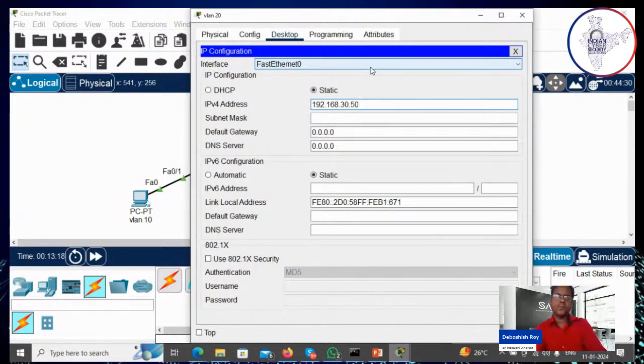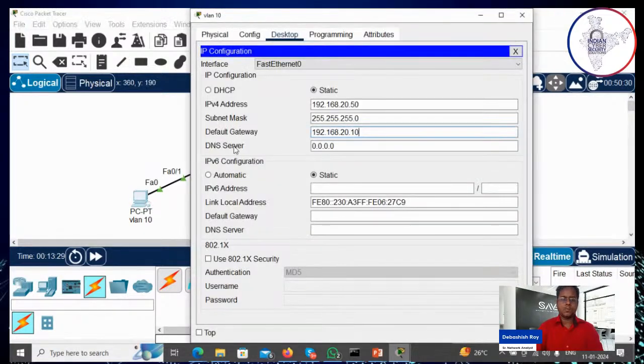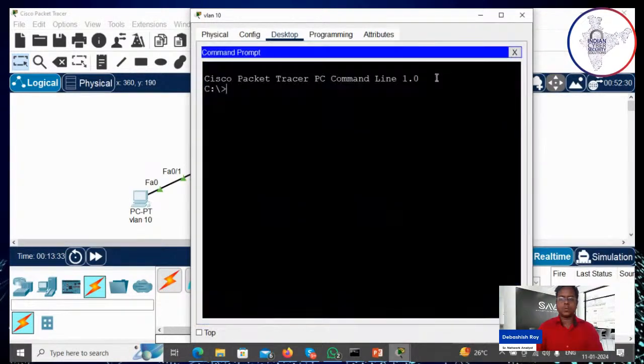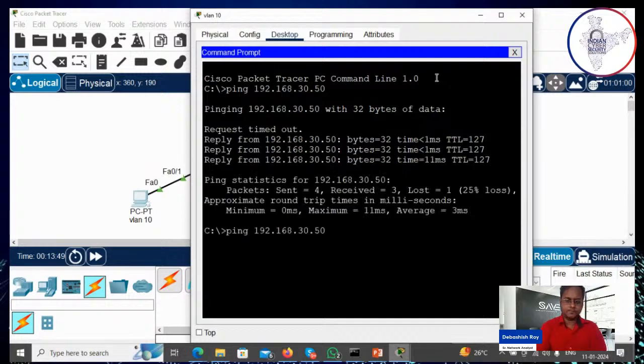So in this case, 30.50, it can be anything in 30, and the gateway 30.10. So if you are giving the IP address this way, now it should communicate. Now you ping, go to command prompt, ping 30.50. So the first request will time out for ARP, and then it should ping, and it's pinging, as you can see.